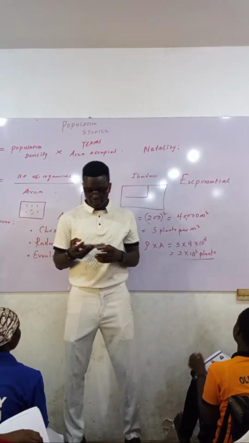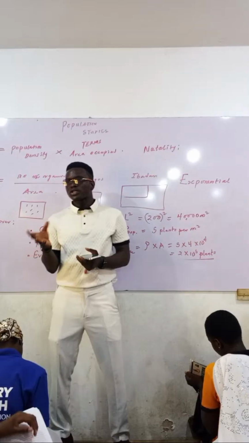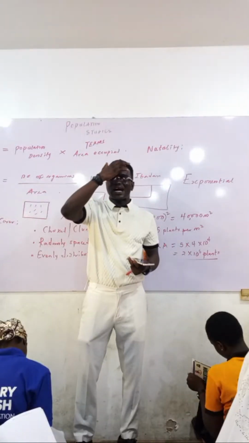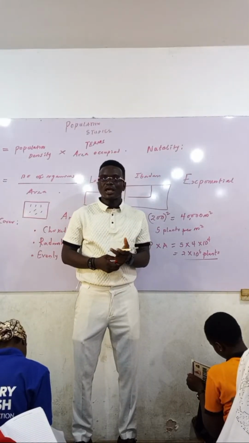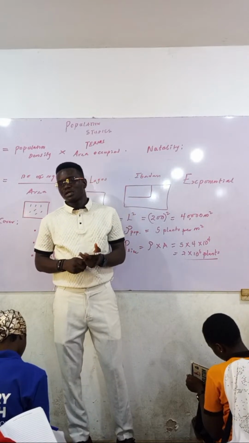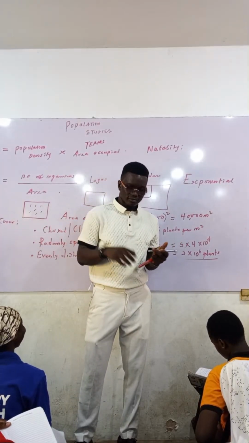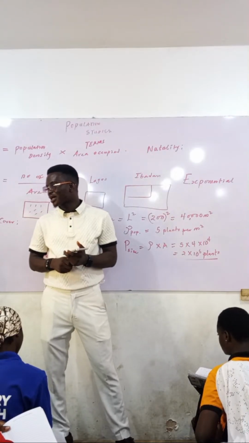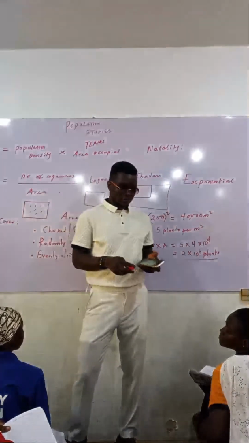Let's go on. Next, mortality. So in population, they can regulate births. Many of you now, if the government says don't give birth to more than 2 or more than 3, they can regulate it. In some countries, they can regulate it. In other countries, they just give birth anyhow. I think the highest population is India or China. I think it's China.